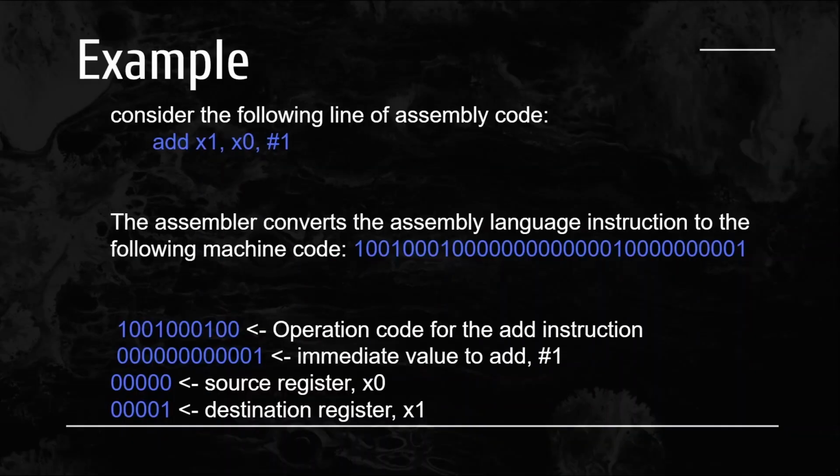Now let's understand assembly by taking an example. The following is an example of an addition instruction. Let's break down this instruction. Add is an operation, while x1 is the destination register, x0 is the source register, and #1 is the immediate value. This instruction adds the value 1 to the contents of the register x0 and stores the result in the register x1.